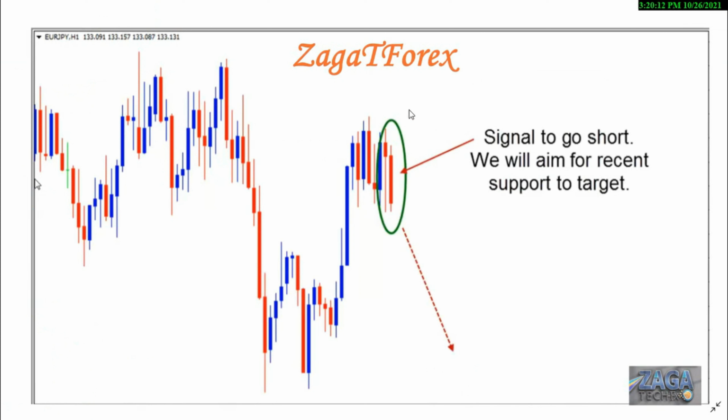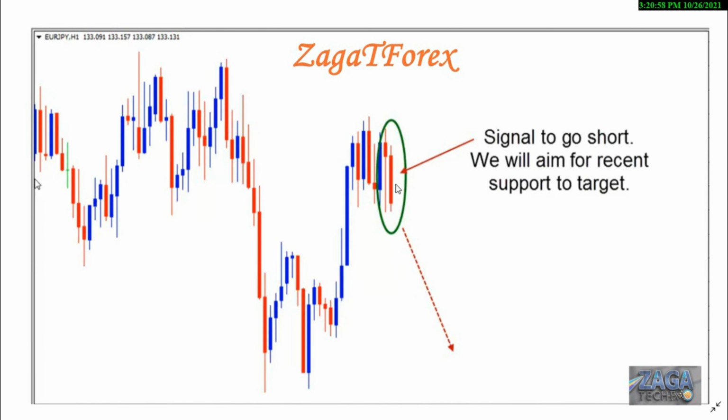All right. This is a chart of a sell signal. Support and resistance can be used as a target, guys, as well as stop loss. Now you are looking at this chart. This is Euro JPY. So let me show you guys how support can be used as a target of a short trade. Now this is a signal to go short, guys. Here is a recent support of a recent swing or recent support area, and this should be your target. This one should be your target, and this one should be your target.